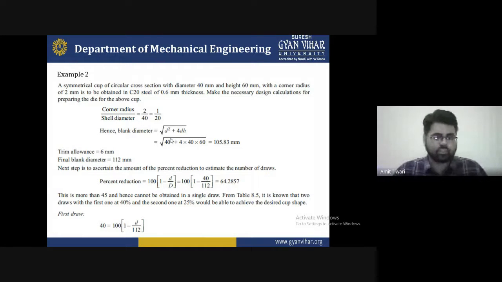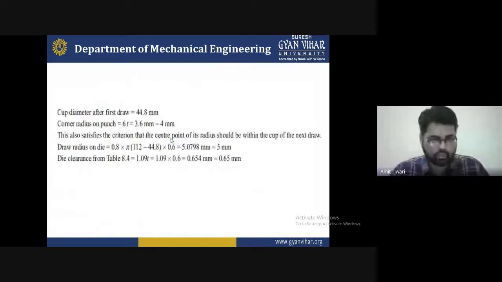The first draw we have to find out by this formula, and the conditions are these. You can observe that the draw radius of the die and the die clearance are 5 and 0.65, and there is also the percentage reduction value. You can find out the drawing die by this formula. So you put the value of t, that is 0.6, which is given in the numerical, and after multiplying and dividing you get the approximate value 0.65, which is the clearance value.